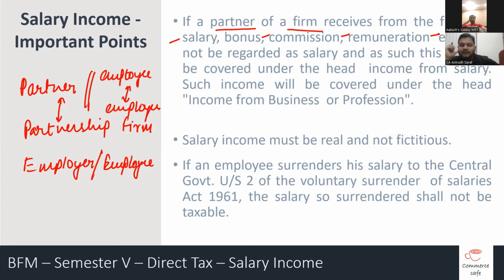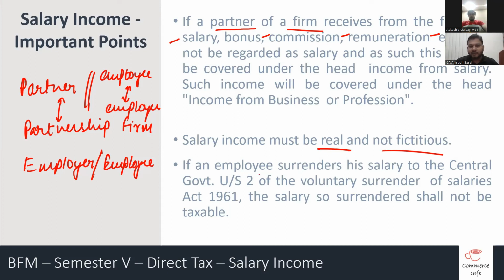Therefore, if the partner receives any kind of salary or bonus or commission or anything from the firm, it is not charged to tax under the head income from salary. It is treated as income from business or profession. Clear? Yes, sir. Salary must be real and not fictitious.